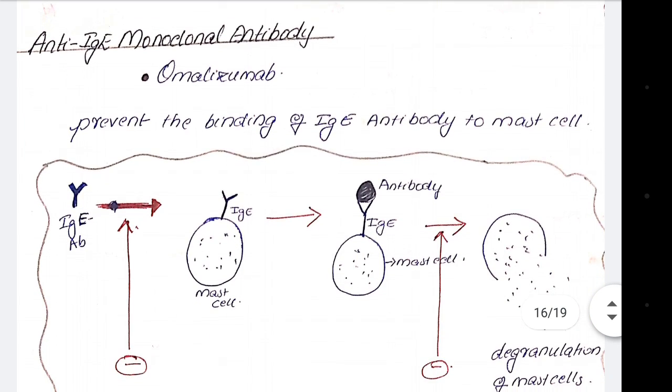The next kind of drug we are going to cover is anti-IgE monoclonal antibody. What does it do? It prevents the binding of IgE antibody to the mast cell. An example is omalizumab. It does not have any effect on those IgE antibodies which have already bound to the mast cell. It just prevents IgE antibody from binding to the mast cell.